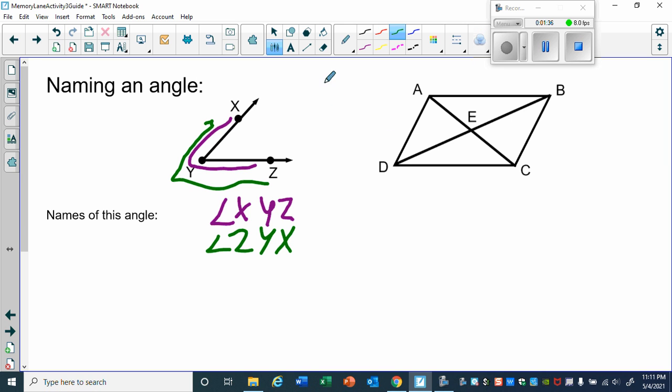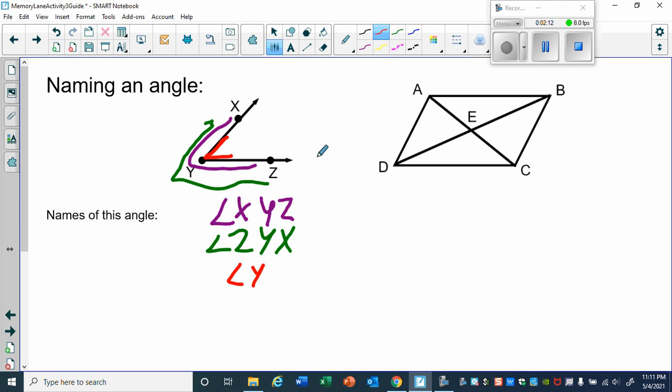Now, third example, this could just be named angle Y because it starts at Y, and it could stop before it gets to X, or it could stop before it gets to Z. But notice how in all three cases, in the three-letter names, the middle letter is the Y, and then the single letter is also Y. Now in this case, if it's a single letter, then it's the first, middle, and last letter. So that's how we name an angle.